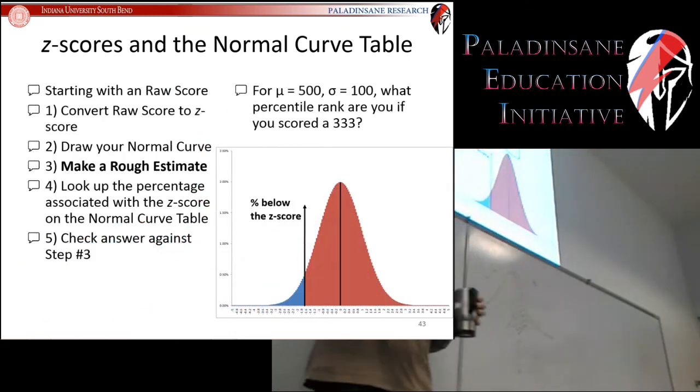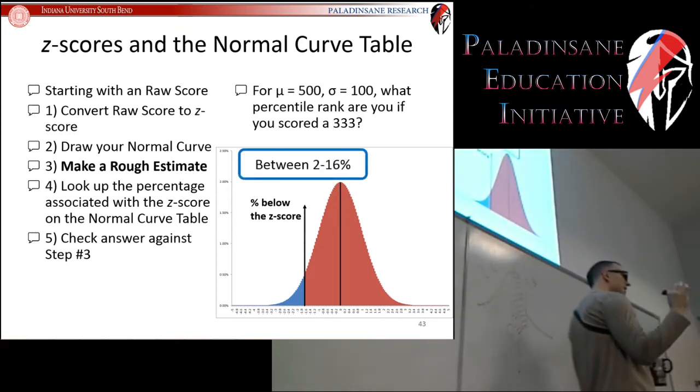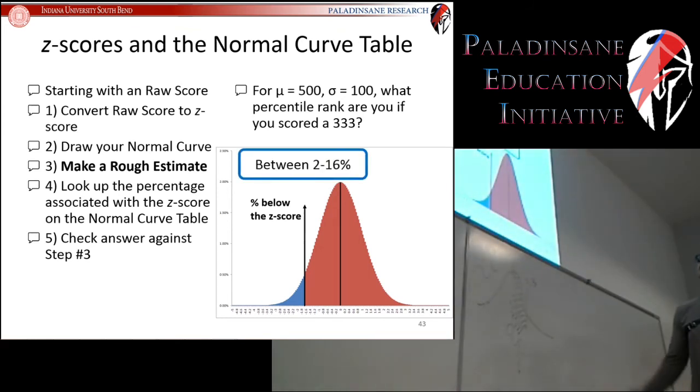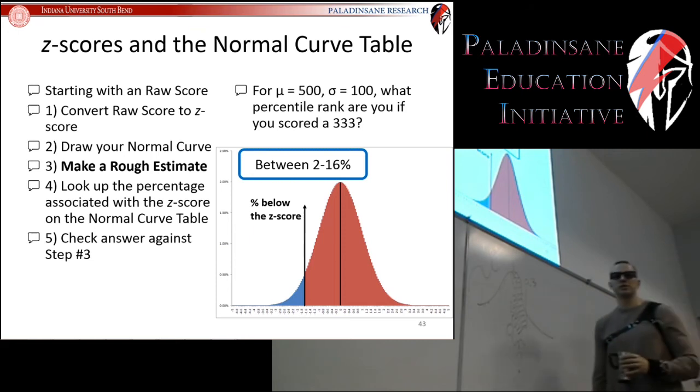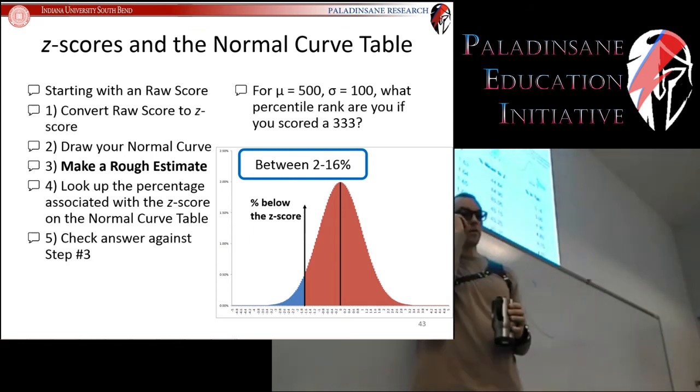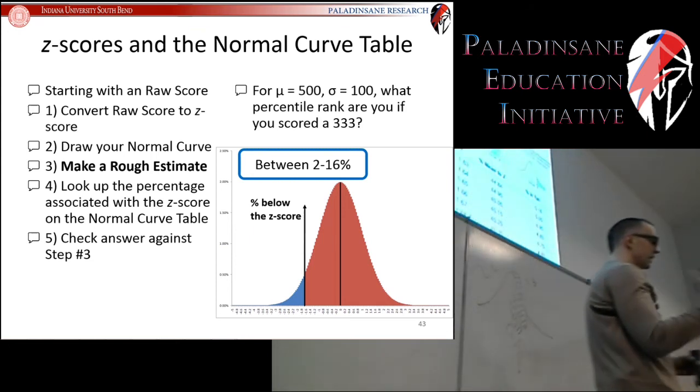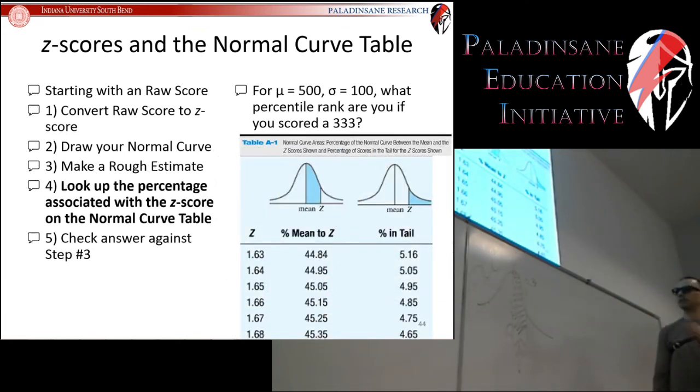All right, so now we have everything in place. We're ready to look at the curve. Look at the table. So now we look up the percentage associated with the z-score on the normal curve table. So we have the z-score. We have that minus 1.67. Now we're looking for what's the percentage that is associated with minus 1.67.